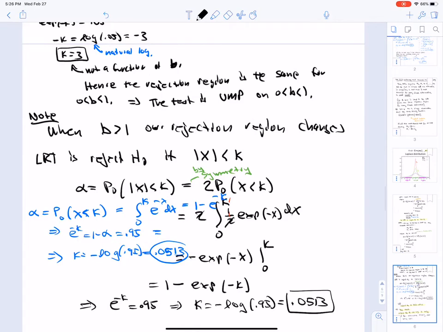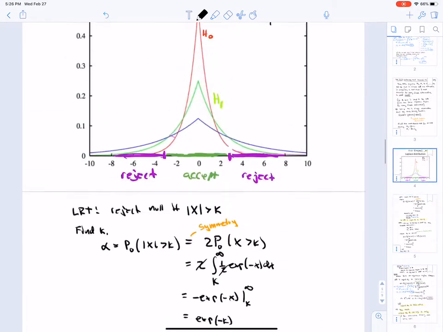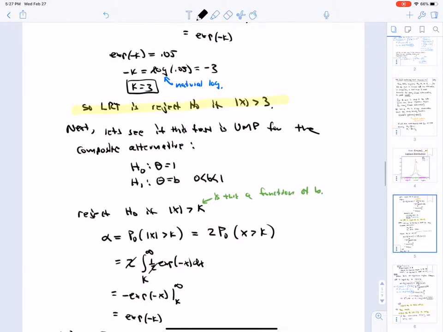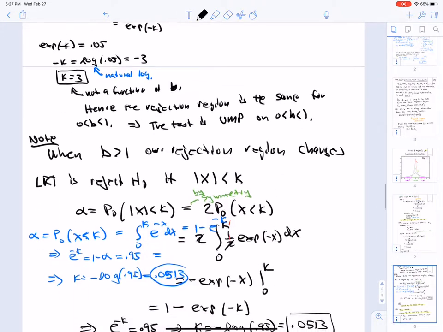Now note that when b is greater than 1, our rejection region changes, right? Because when b is greater than 1, now the green curve will, in the center, be higher than the red curve. And so now we're going to reject in what was before the acceptance region. We're going to have a swap. We'll have to find out what that cutoff is, and we'll do that in a moment.